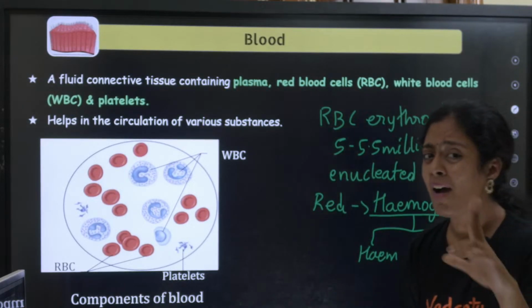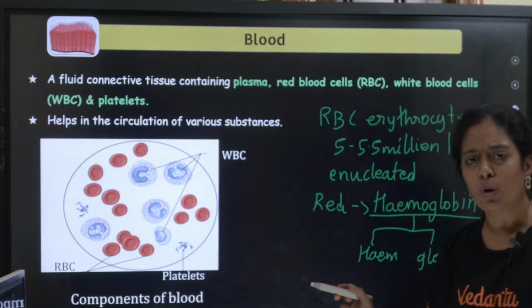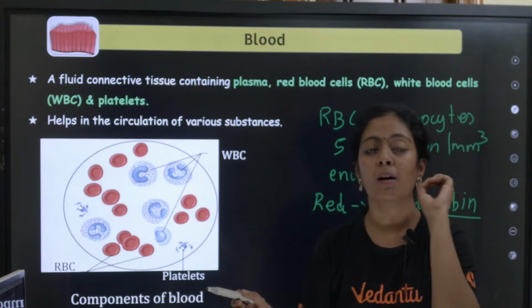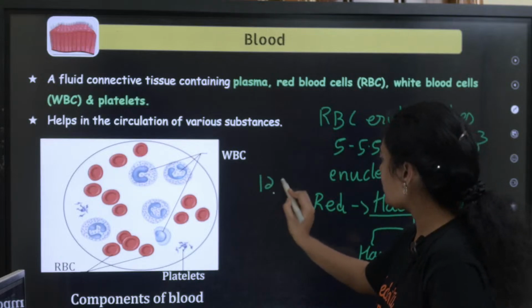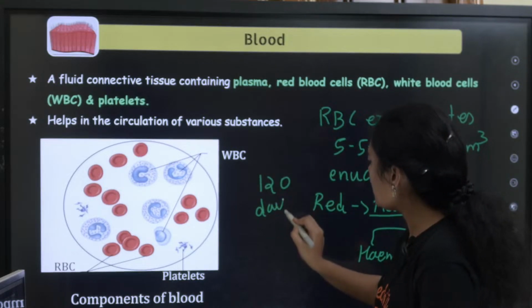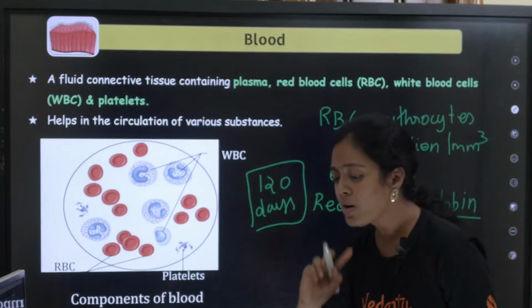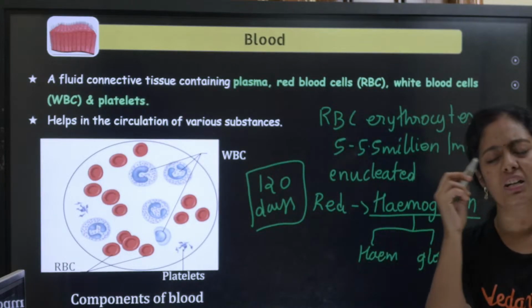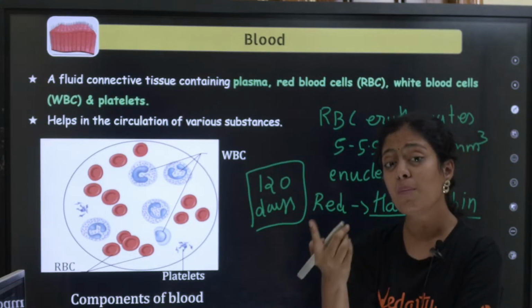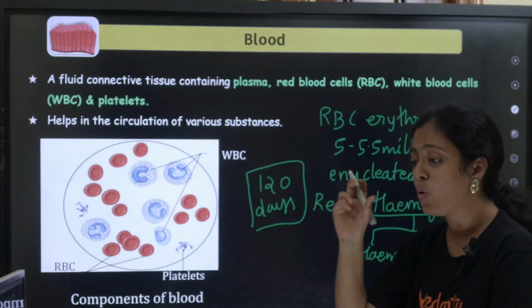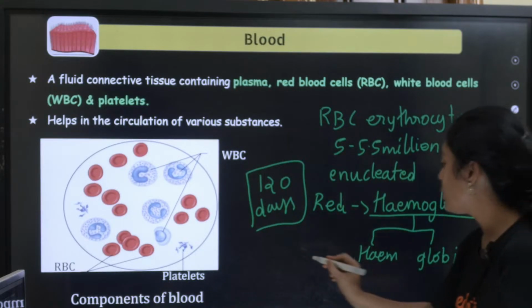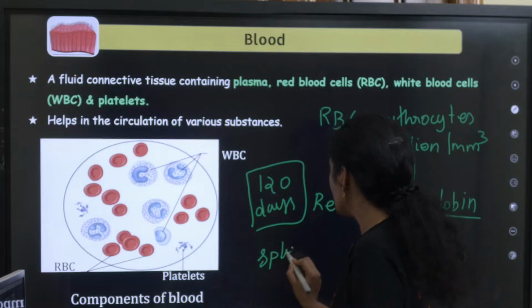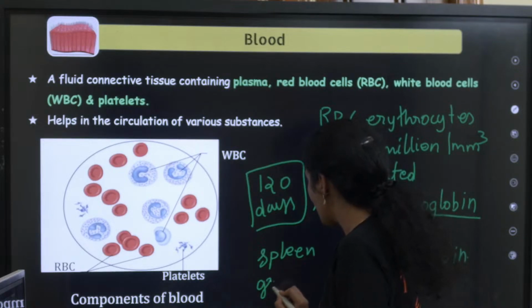Now, I have a question. RBCs are produced in your bone marrow. Where do the dead RBCs go? Because the life span of RBC is only 120 days. What will happen to this RBC after 120 days? It will die, correct? Where will it go? All the dead RBCs will go to one organ. Very good. It goes to the spleen. Superb. So the spleen is the graveyard of RBC.